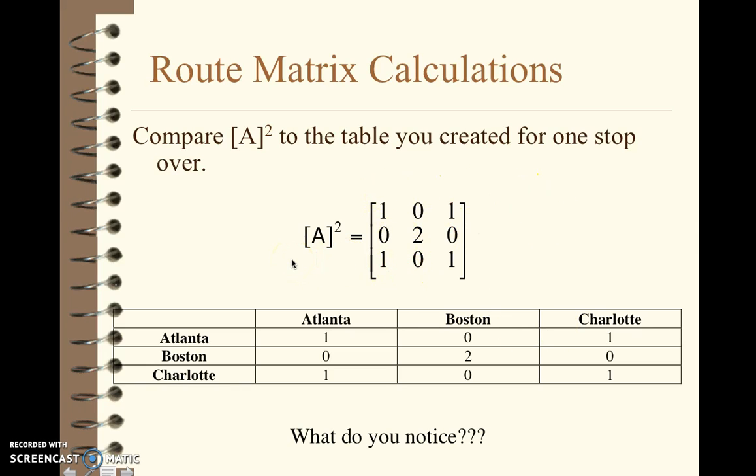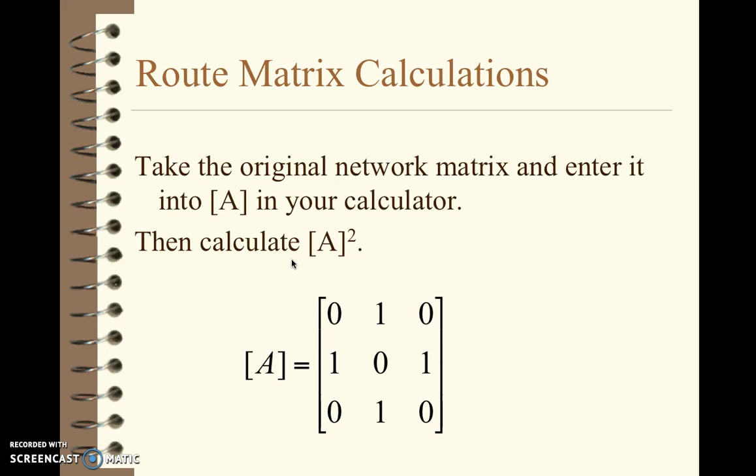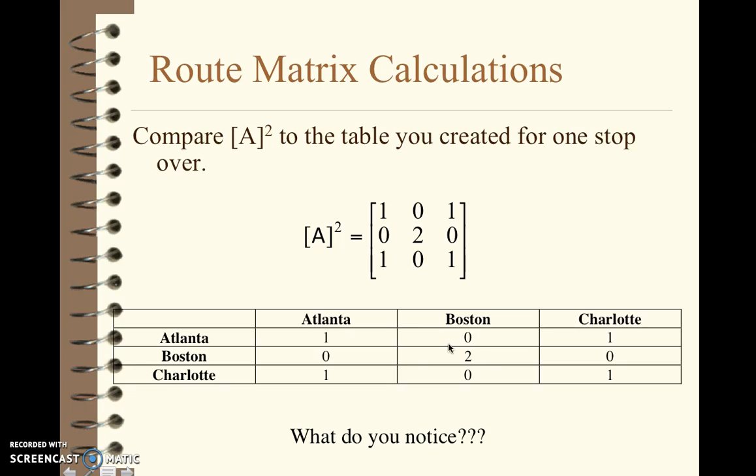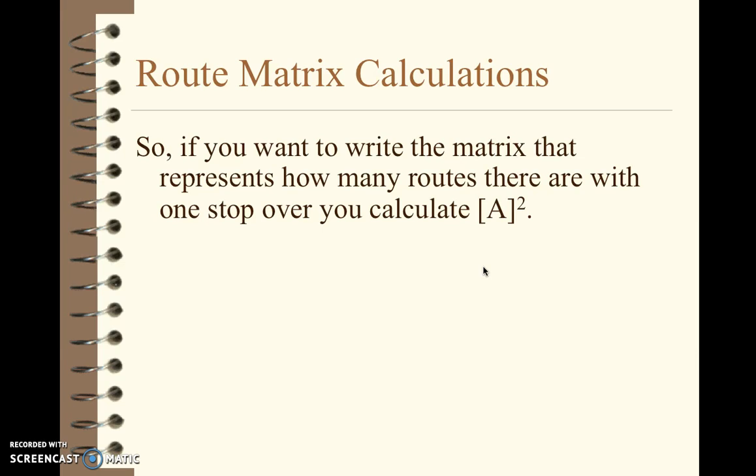All right, so the first matrix, A, that's our direct route matrix, wasn't it? Okay, so this matrix is for the direct routes between each of the cities. When we square it, we end up with our one stopover matrix between the cities. And see how that works? Now, we're going to have a look and see what would happen if we take this a little bit further. So now, if you wanted to write the matrix that represents how many routes there are with one stopover, all we have to do is square our original direct route matrix.